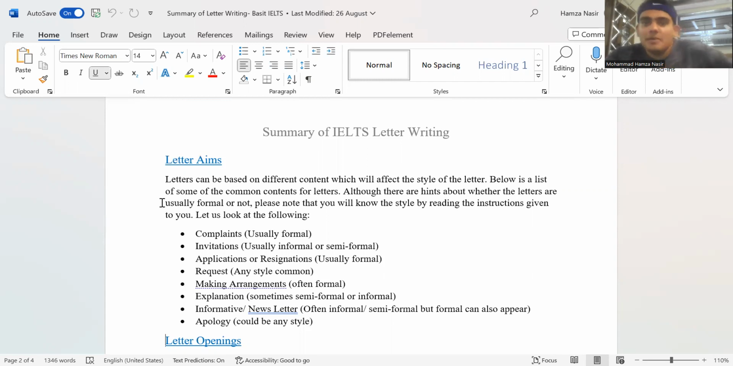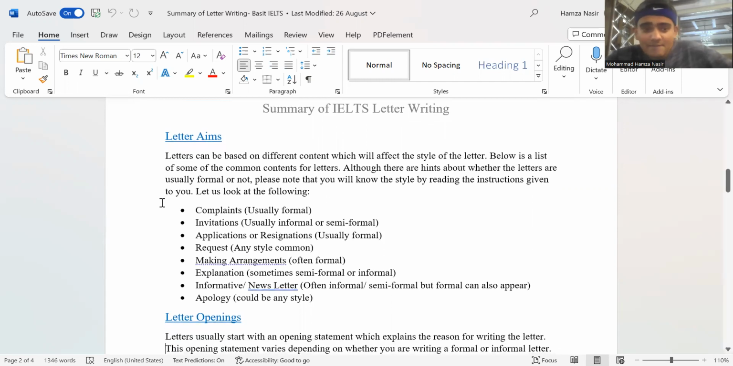If you're talking about making arrangements, they often come under the category of formal letters. Explanations, sometimes informal, sometimes semi-formal. Once again, you've got to see, right? And informative letters or newsletters, often they're informal or semi-formal, but they can also be formal. An apology can once again be of any style, okay?